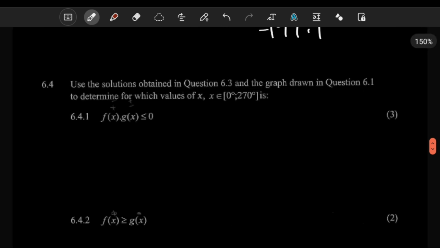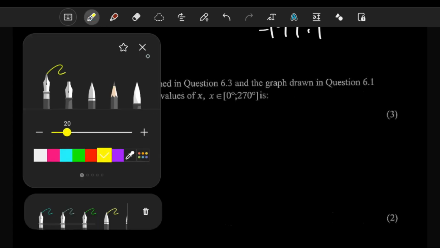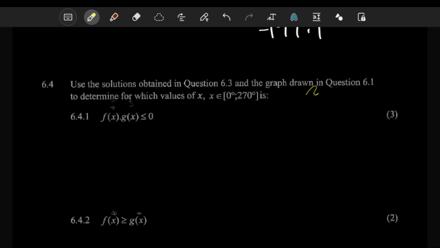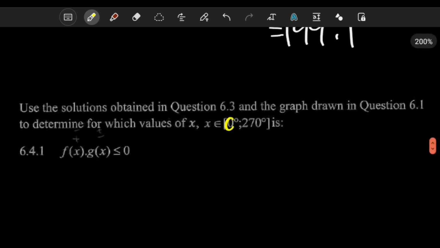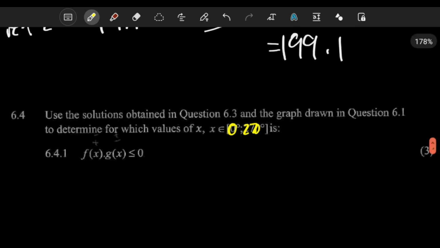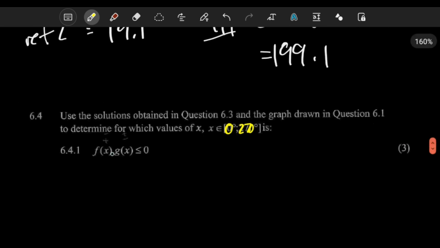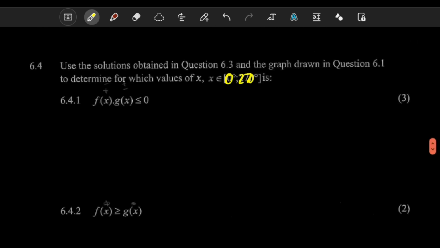3 marks, they say here: use the solutions you obtained in the previous question and the graphs that you drew, or the graph that we have, to determine the values of x between 0 and 270. This is very important. They're saying between 0 and 270. They want you to work out where f of x multiplied by g of x gives you a number that is smaller or equal to 0.